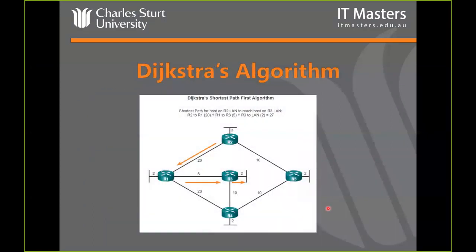And there's just an example of the Dijkstra algorithm there. So again, you can look at that in your own time, but basically it's just showing the shortest path for a host on router 2 to reach router 3. Okay, so it could potentially go this way, or it could go this way. Clearly going this way is a shorter path. That's the path the algorithm's going to pick. But I'll let you mull over that and digest that a little bit on your own.